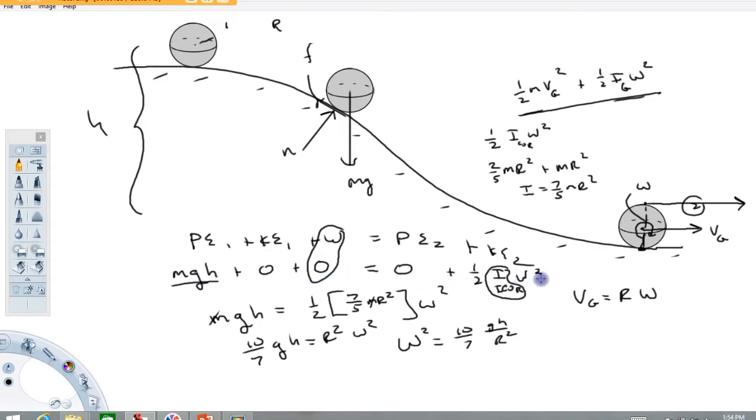This equation takes everything into account, and we're all good and happy. So I hope this video helps demonstrate how to write a work energy equation taking into account rolling type of motion.